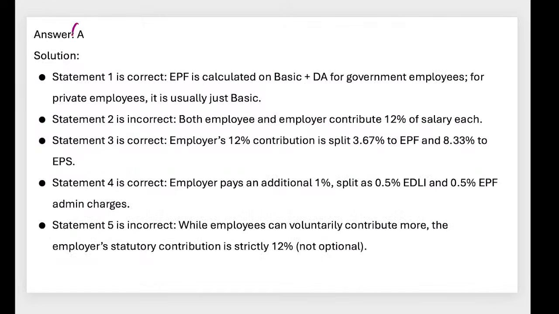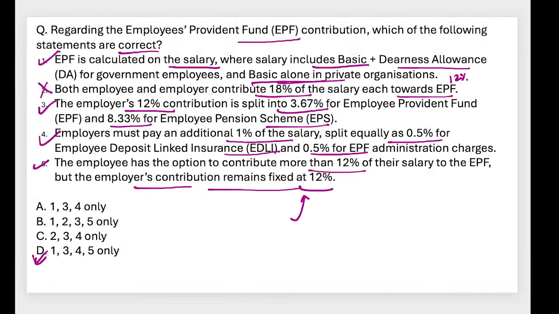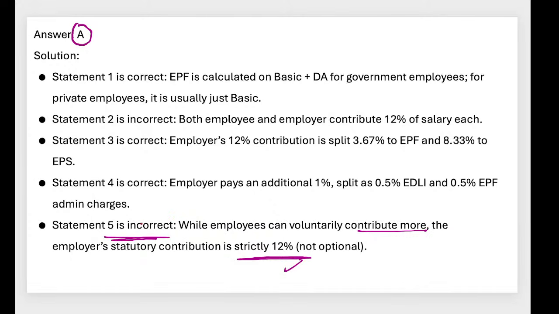No, it is A. Let's see that statement. The fifth statement is mentioned as incorrect here: while the employee can voluntarily contribute more and the employer statutory contribution is strictly 12%. This is the statement mentioned in the question also, right? So the employee is optional, and this is the one. The same statement is also here. So this is correct. So not A, it will be D. The statements given are 100% true, and those who marked D are all correct here. So D is the right answer for this particular one, not A.